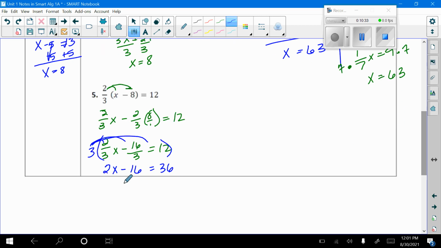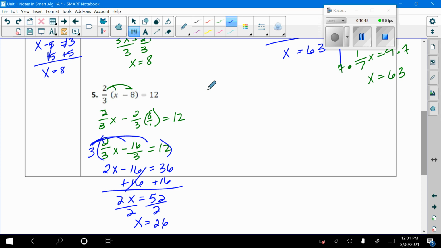Now I can go plus 16. It really kind of makes it long, this one. 2x is equal to 52, and then divide by 2. X is equal to 26.